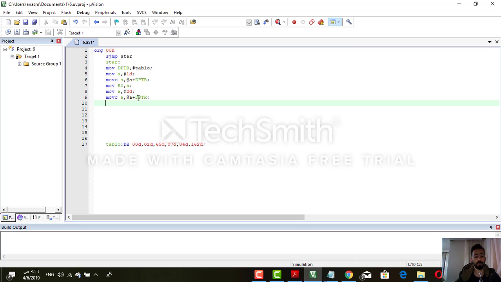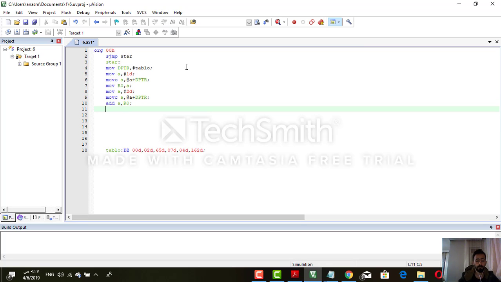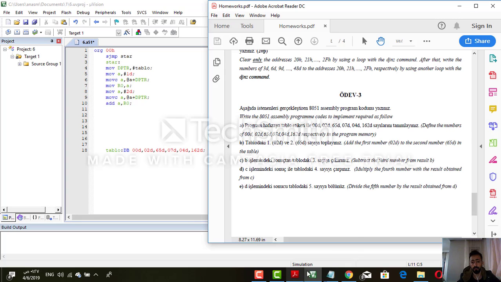So we can add it by using ADD A, R0. This is the first, the second one, and now the third one. What is the third one? Subtract the third number from the first.